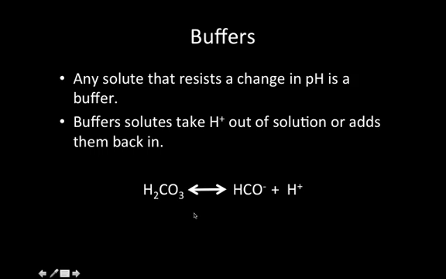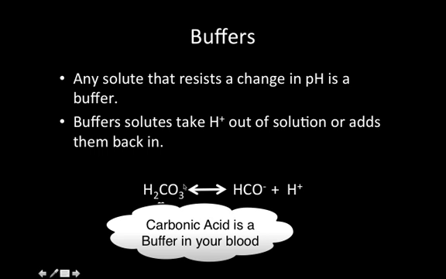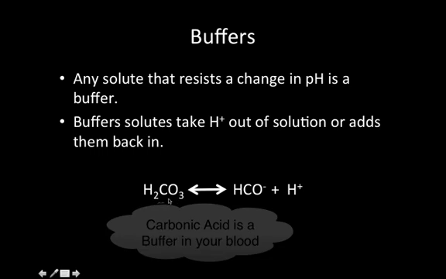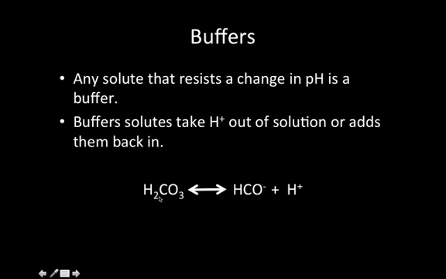An example of where buffering takes place is in your blood. Your normal blood has a pH of about 7.4, which is slightly basic. And it will keep that pH even when acids or bases are added to it. And here's why. In your blood, there is a chemical dissolved in it called carbonic acid. It's this formula right here. Now, it will dissociate in your blood into this chemical called bicarbonate and a hydrogen ion.